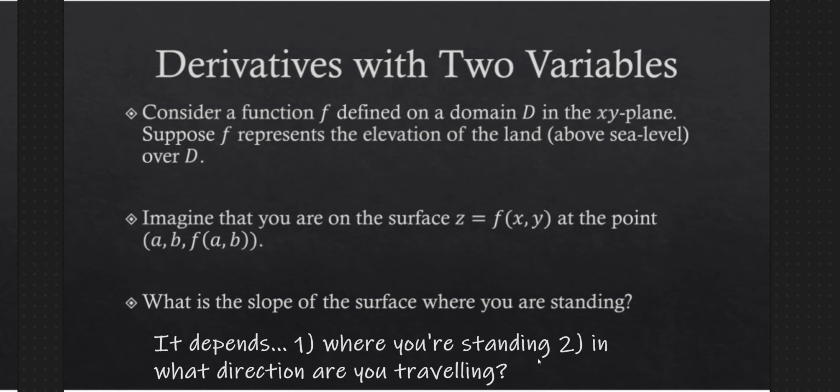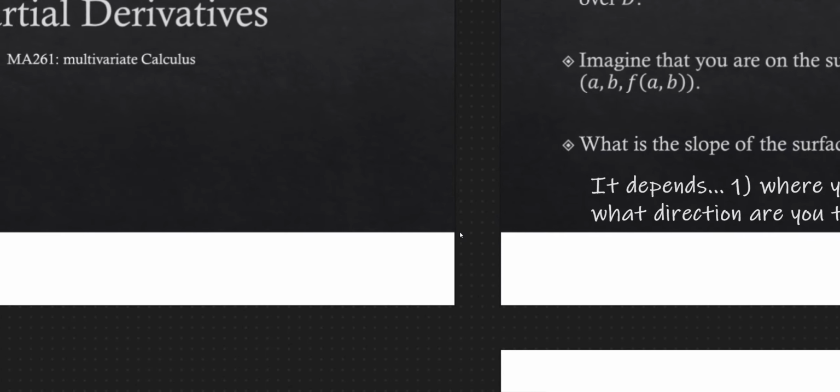So it depends on these two things, and most importantly, number 2 here, what direction are you traveling? Because now we're standing on a surface, and there are infinitely many directions that we can travel. So we start with just thinking about the directions, let's say due east and due north or west or south, just the 4 cardinal directions. We'll focus on just answering this part now.